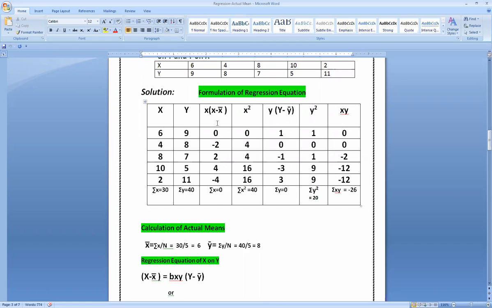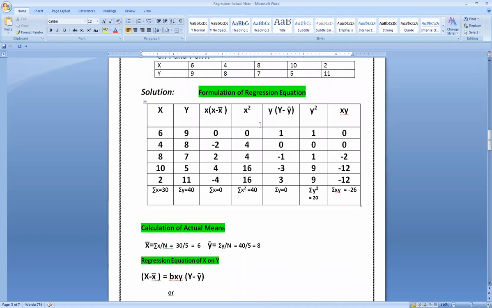Let us go on subtracting the mean from all the values of the x variable. 6 minus 6 is nothing but 0, 4 minus 6 is minus 2, 8 minus 6 is 2, 10 minus 6 is 4, 2 minus 6 is minus 4. So when we total all of them, we get 0.